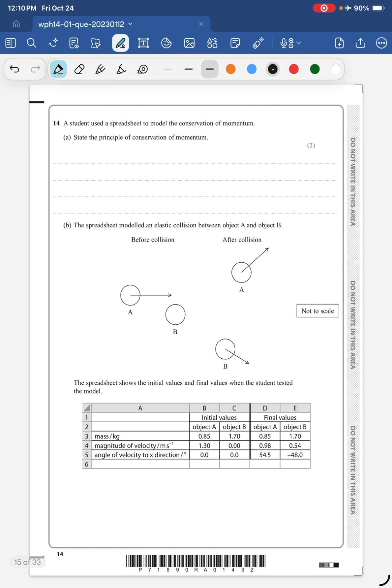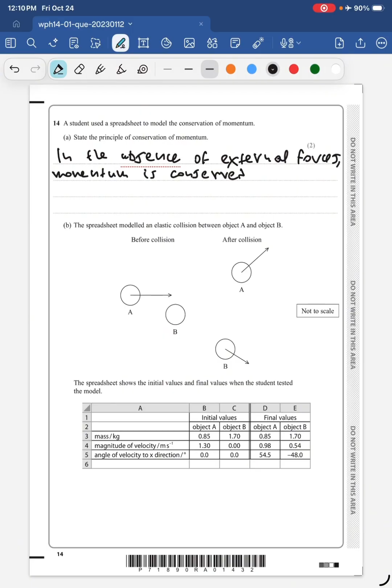Let's move on. Question 14. A student used a spreadsheet to model the conservation of momentum. State the principle of conservation of momentum. So, in the absence of external forces, momentum is conserved during a collision.